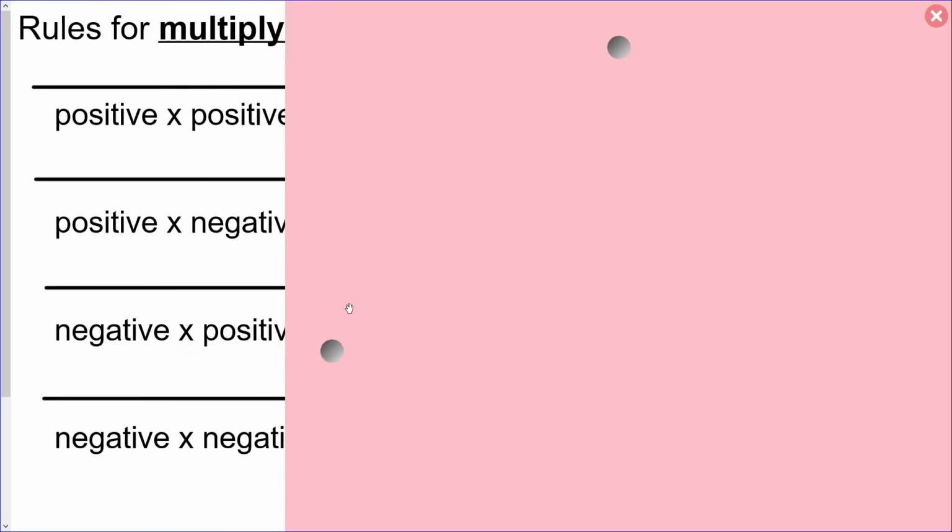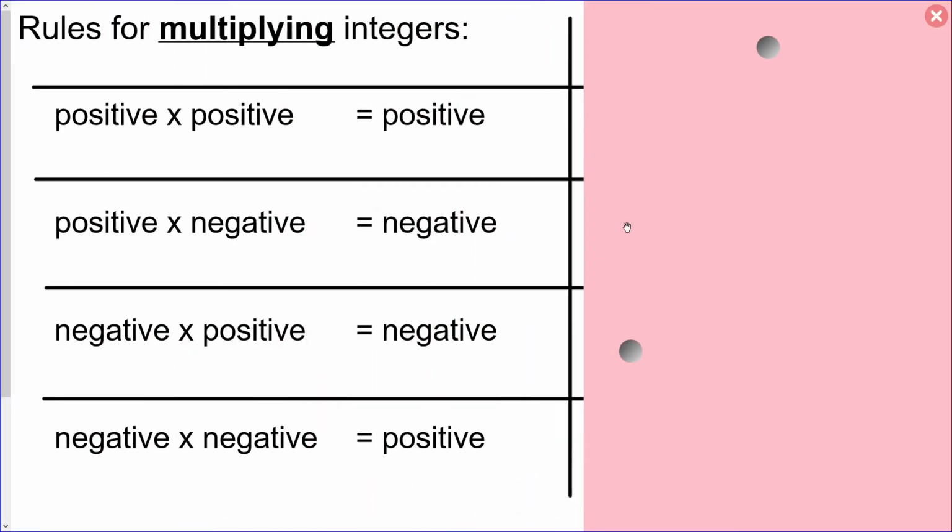There are certain rules, and I would like you to make a bit of a chart as we go. There are certain rules for multiplying integers. Feel free to pause or back up the video if you need to. If you're multiplying a positive times a positive, your answer will be positive. A positive times a negative, your answer will be negative. A negative times a positive, your answer is still negative, and a negative times a negative is a positive.